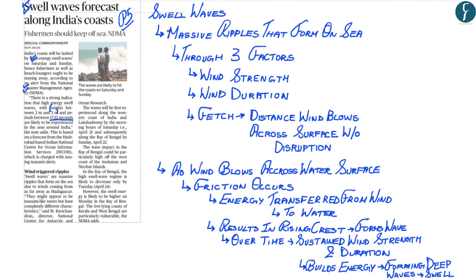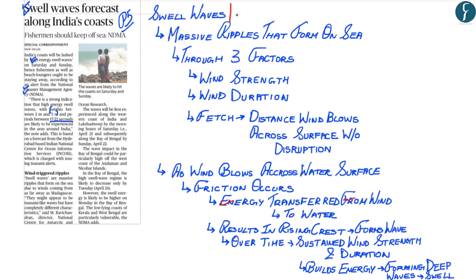Now, hopefully, up till here, you have understood that swell waves are massive ripples that form on the sea through three factors: wind strength, which is how fast the wind blows across the surface of the ocean; wind duration, which is how long the wind blows without interruption; and fetch, which is the distance the wind blows across the surface without disruption from obstacles. And as the wind blows across the water surface, friction occurs between the wind and the water, because of which energy is transferred from the wind to the water. And this continuous transfer of energy results in a rising crest, which forms a wave, and over time, due to the sustained wind strength and duration, it continues to build energy, forming deep waves, which are known as swell waves.